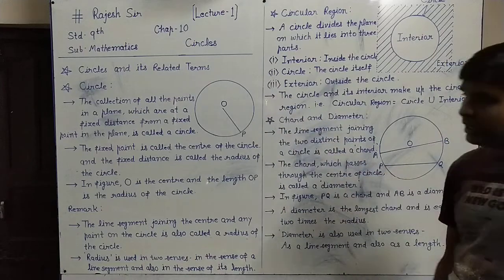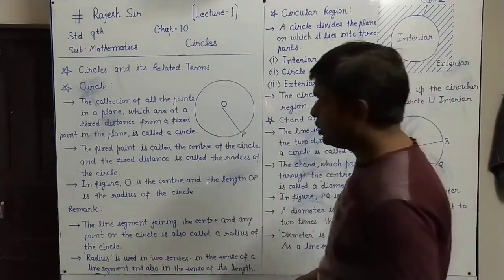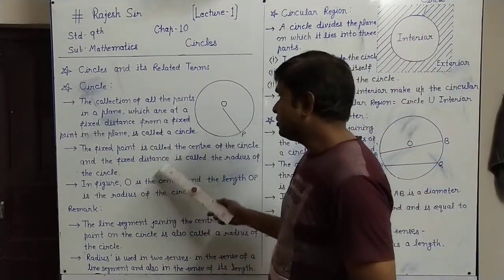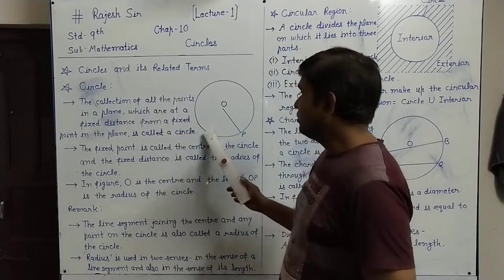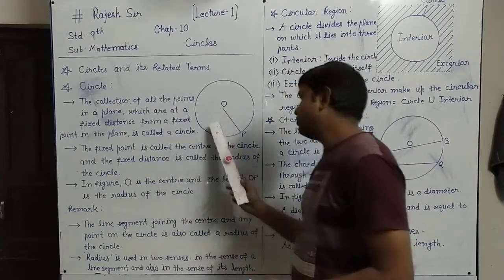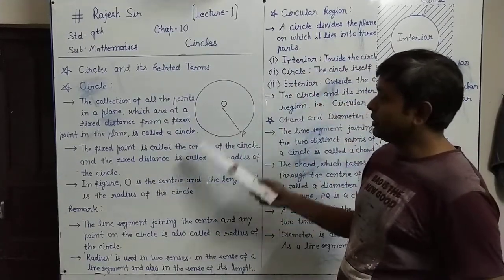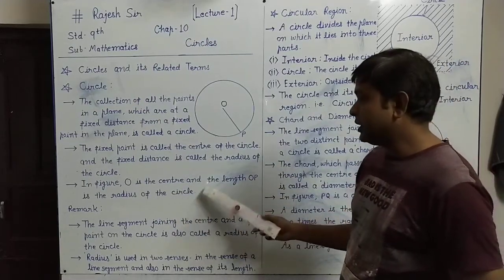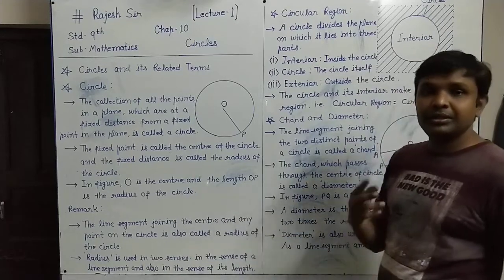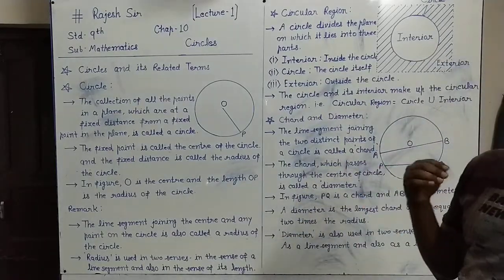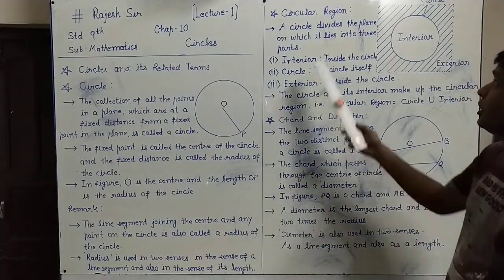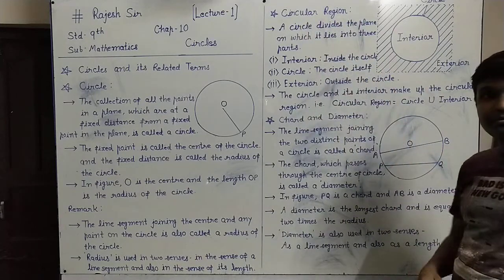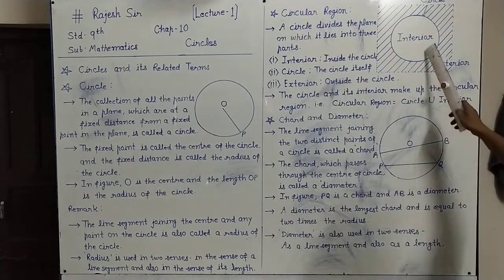This is the earlier class knowledge, which we have just recalled: the definition of the circle, the definition of center, and the definition of radius by the figure, and radius in two senses, as a line segment as well as a length. Next we have a circular region. For this we will consider this figure.